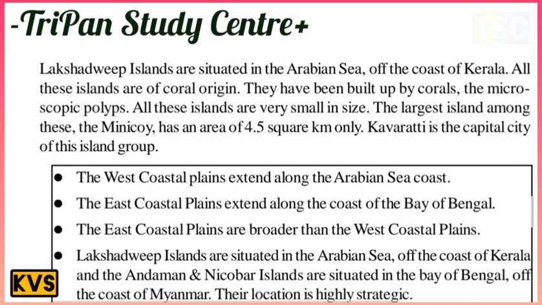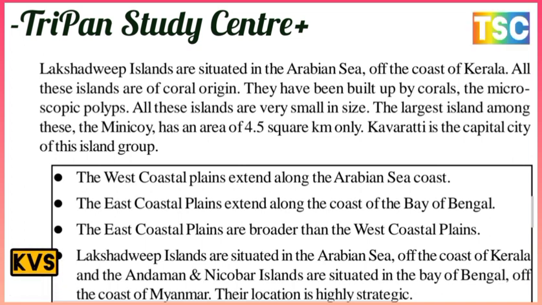An important point here: the west coastal plain extends along the Arabian Sea coast, and the east coastal plain extends along the coast of the Bay of Bengal. The east coastal plain is broader than the west coastal plain. The Lakshadweep Islands are situated in the Arabian Sea off the coast of Kerala, and the Andaman and Nicobar Islands are situated in the Bay of Bengal off the coast of Myanmar. And this location is highly strategic. There is an important point here.